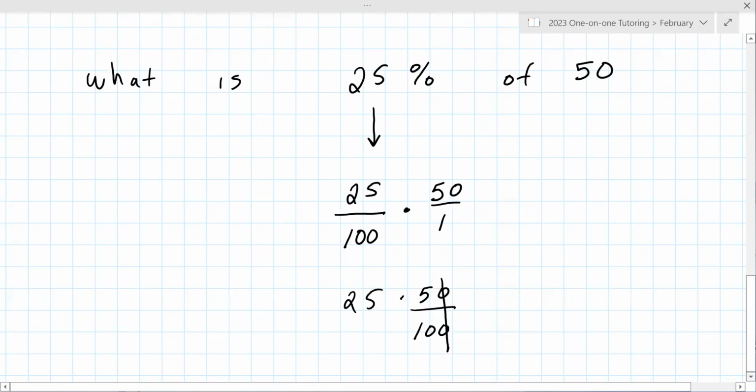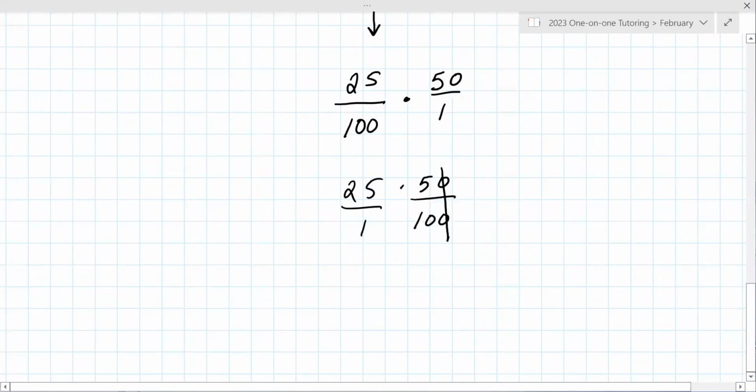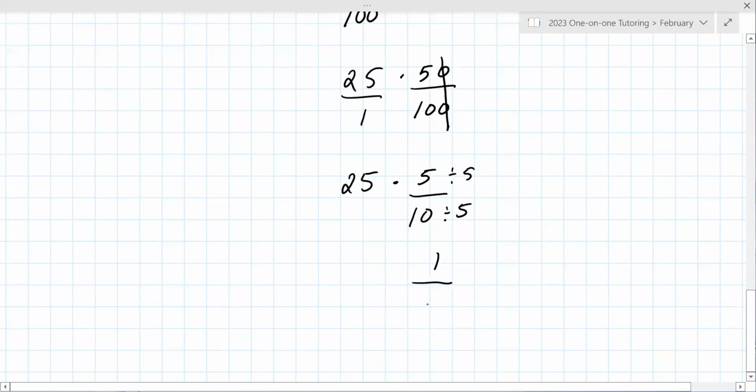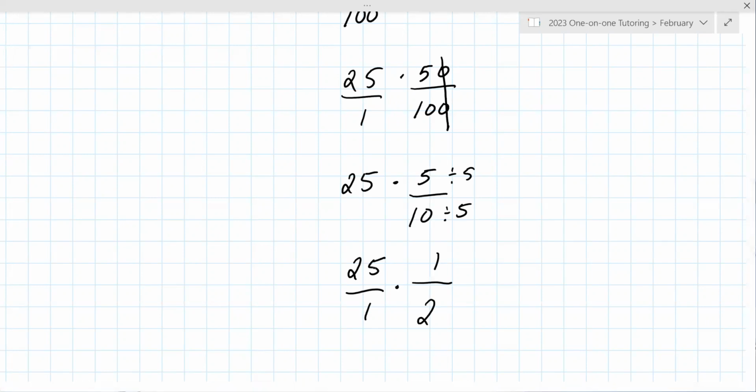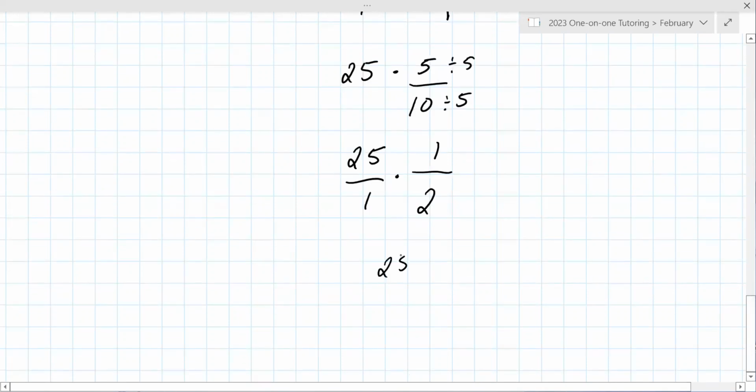So 5 and 10, and then it would be just 25 over 1 on the other side? Yeah. But you can do more, because is there a number that goes into both 5 and 10? 5. That's right. So you can divide that by 5 and that by 5. So that's 1 over 2. And then 25 is still here. So now this becomes 25 times 1 is 25 over 2.